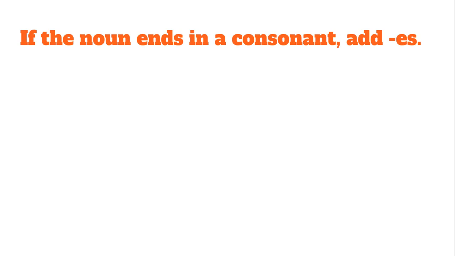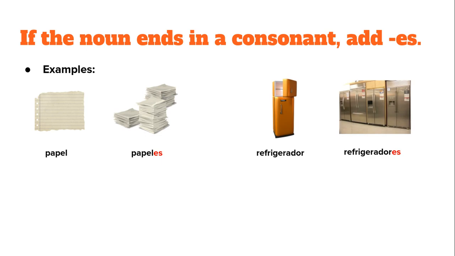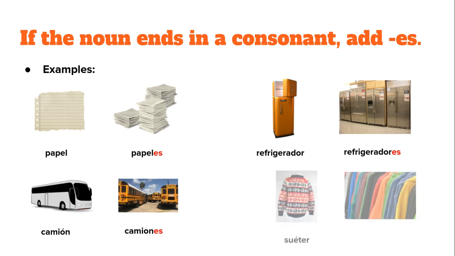If the noun ends in a consonant, all we need to do is add es at the end of the word. For example, papel, papeles, refrigerador, refrigeradores, camión, camiones, y suéter, suéteres.